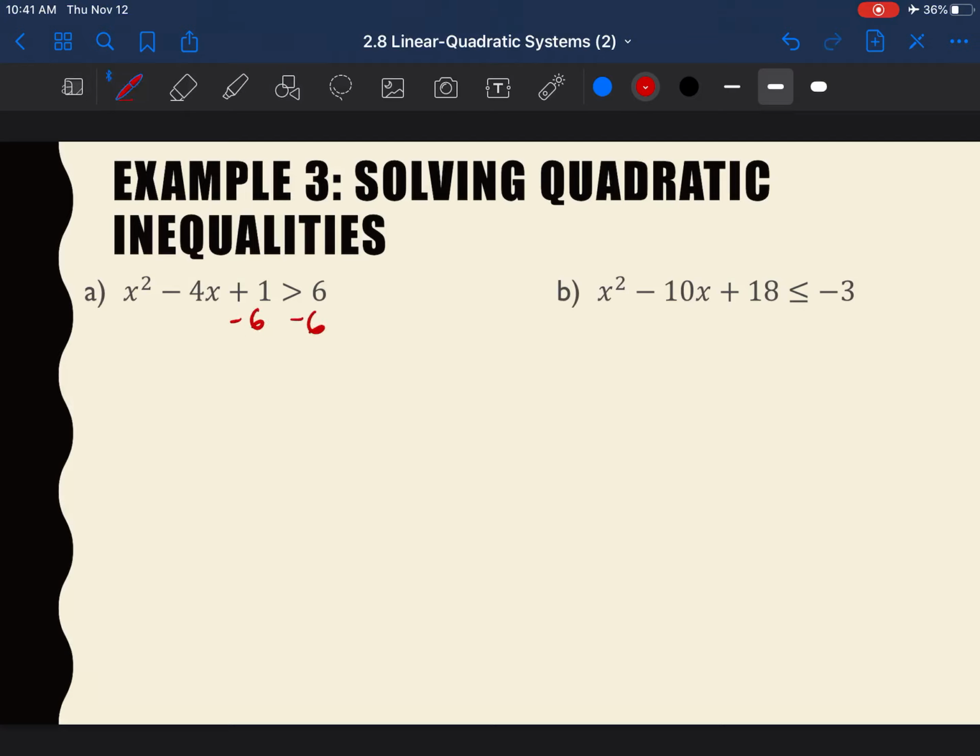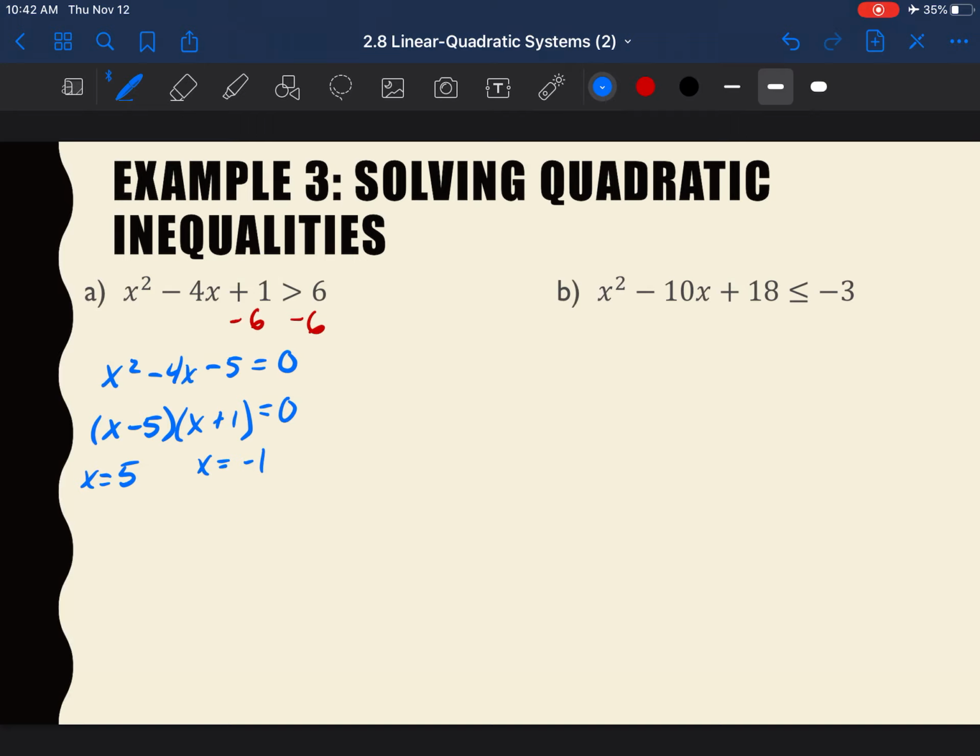So minus 6, that gives you x squared minus 4x minus 5. Remember, we're solving it, so we're just going to pretend like it's equal instead of a greater than. Factor this in order to find the solution. So this would be x minus 5 times x plus 1. So you get x is equal to positive 5, and x is equal to negative 1. So 5 and negative 1 are the answers that we need for the solution.